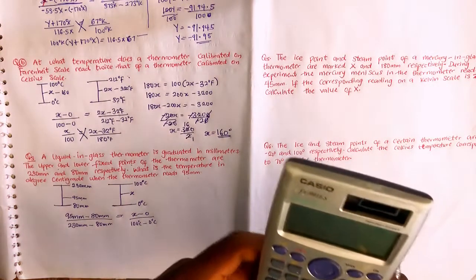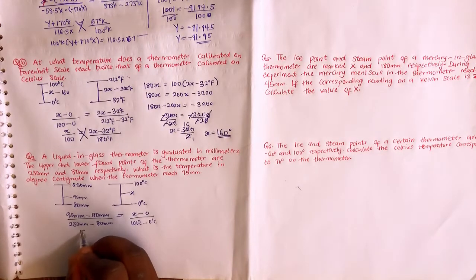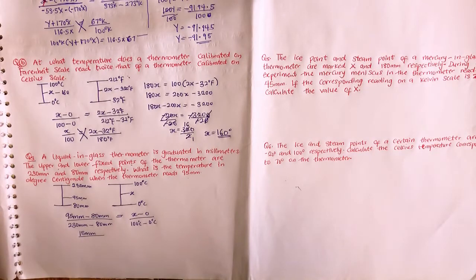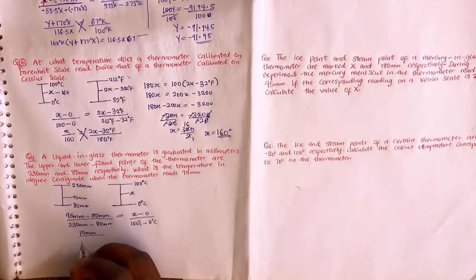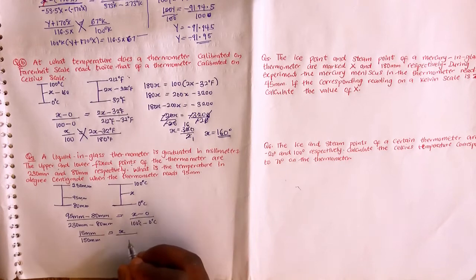Let's do some simplification here. So we have 95 minus 80. That should give us 15 millimeter, divided by 230 minus 80. That should give us 150 millimeter. That's 150, equals to x minus 0, which is x, divided by 100 minus 0 degree C. That's actually 100 again.